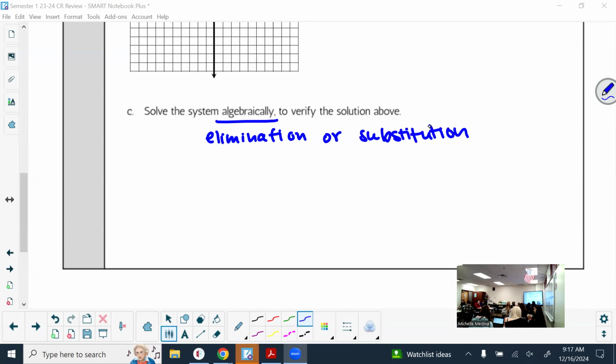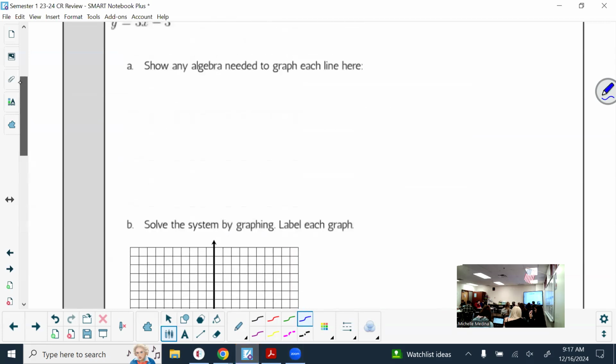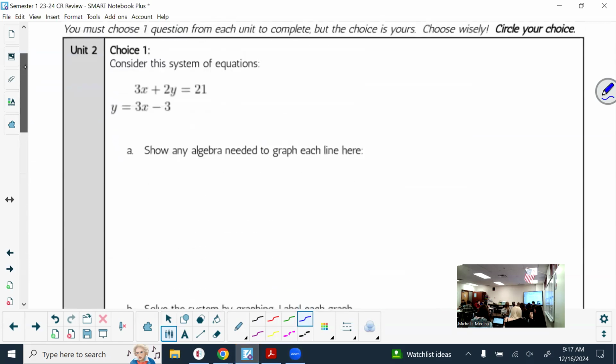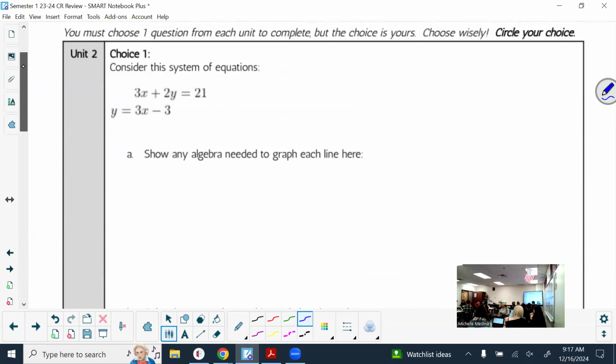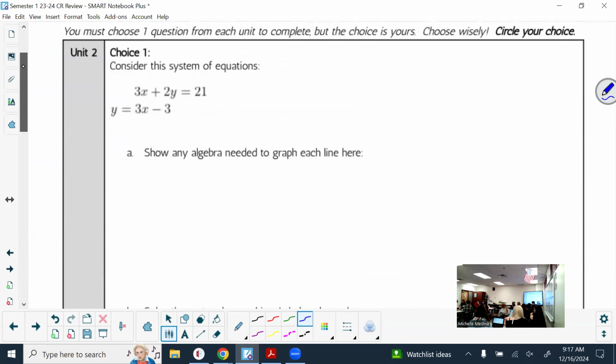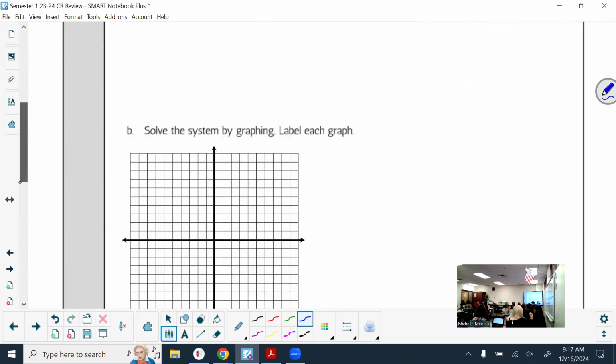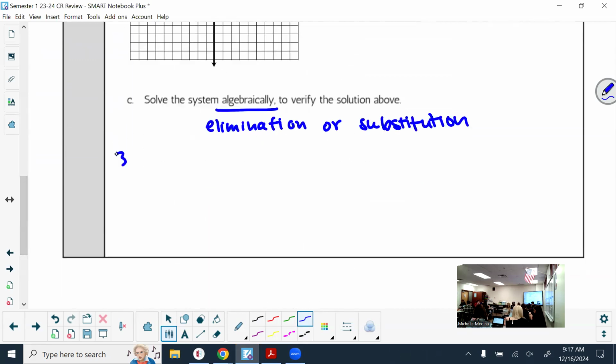Personally, I like elimination better, but the way that it's set up is not super helpful for elimination. So you have a few options. You can rearrange it so that it is more helpful. The 3x plus 2y equals 21.